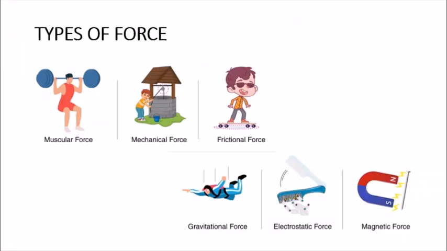Now children, there are various types of forces that are required for different types of activity. For example, when you are riding a bicycle, a different type of force is used. When you are lifting a heavy object, a different type of force is used. Even in magnets, a different type of force is there. So there are various types of force that are used in our day-to-day life activities. So we will be learning about these different types of force.